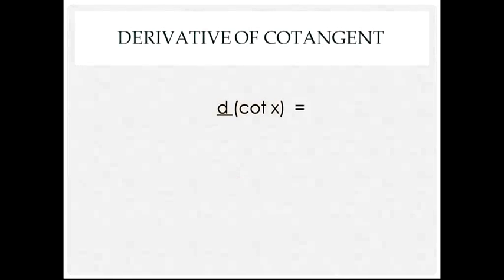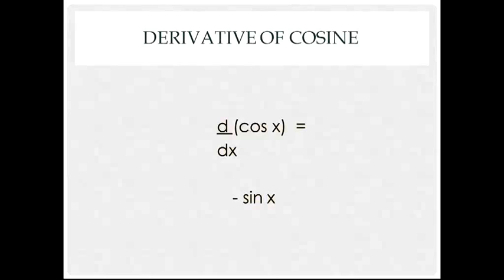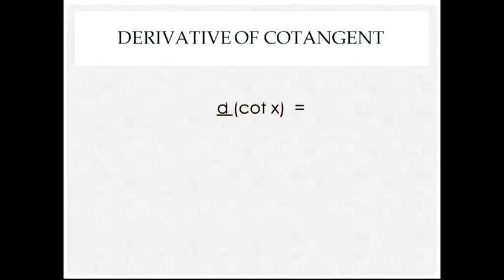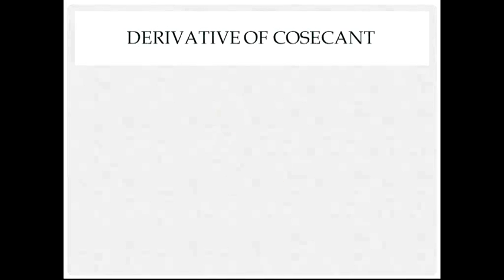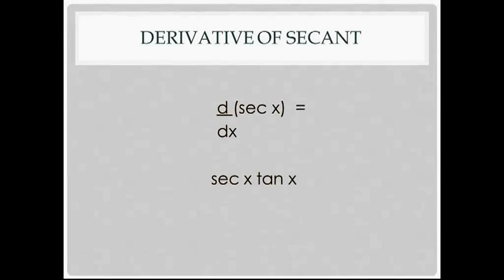So here's the stupid ditty. The derivative of the sine of x is the cosine of x. The derivative of the cosine of x is the negative sine of x. The derivative of the tangent x is the secant squared x. And the derivative of the cotangent x is the negative cosecant squared x. The derivative of the cosecant x is the negative cosecant x, cotangent x. The derivative of the secant x is the secant x, tangent x.